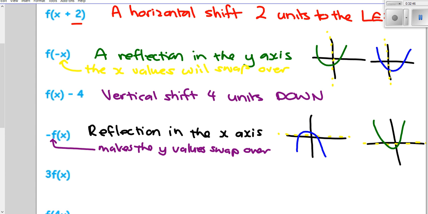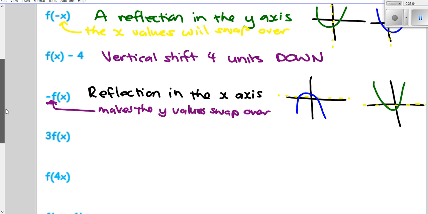So in yellow and purple, I've tried to sort of explain. I'm talking about the negative part here. It makes all the y values swap over across the axis. So these parts here are just like how I remember it. You write it how you could remember it. So cool. So that's nice.